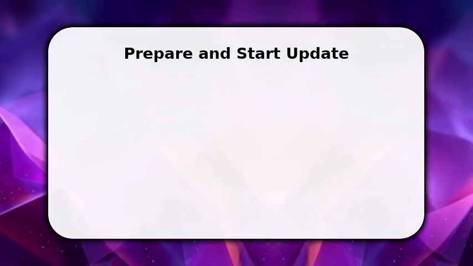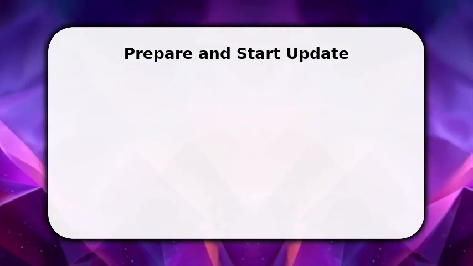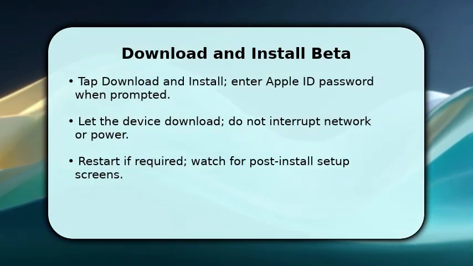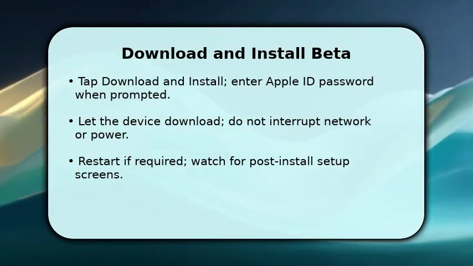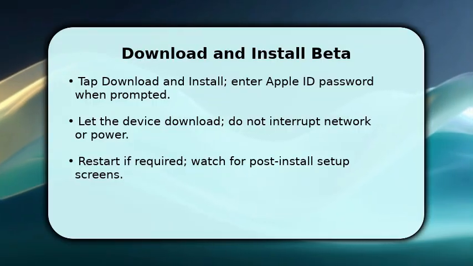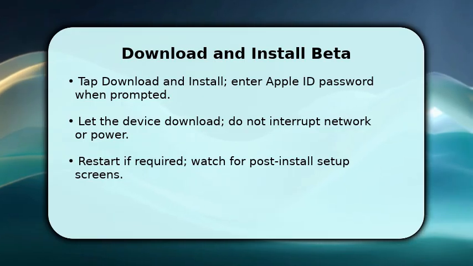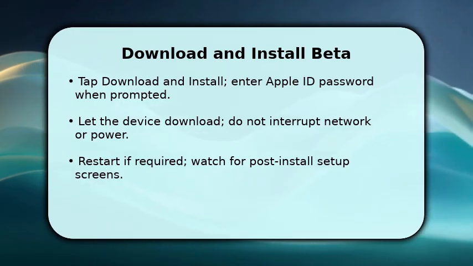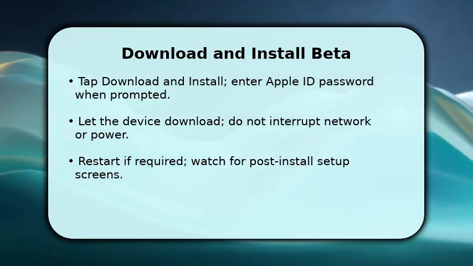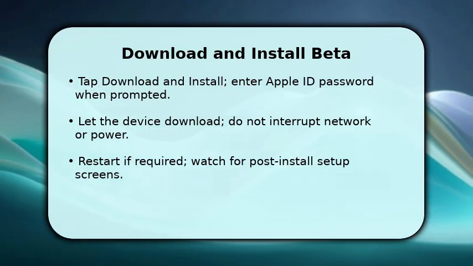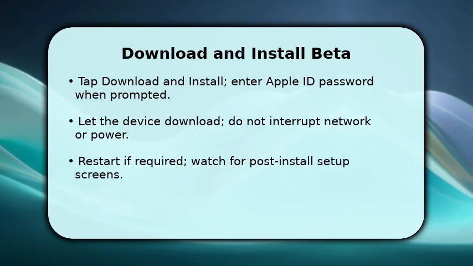Start. Go to Settings, General, Software Update to find the beta build. You tap Download and Install, then authenticate with your Apple ID. This initiates the transfer. While downloading, avoid switching Wi-Fi networks or closing critical apps because the file can pause or corrupt. Once downloaded, the installer verifies the package and then schedules the restart. Confirm install now or later based on your timing.